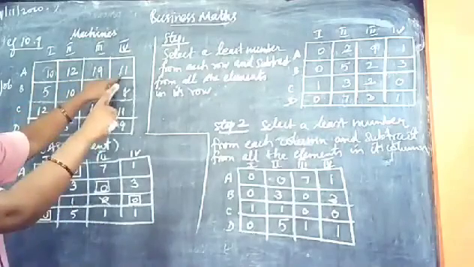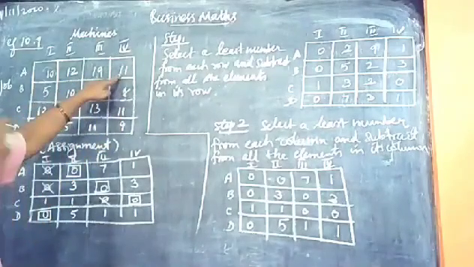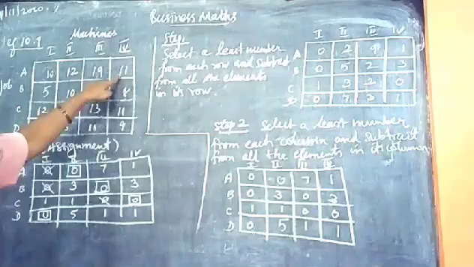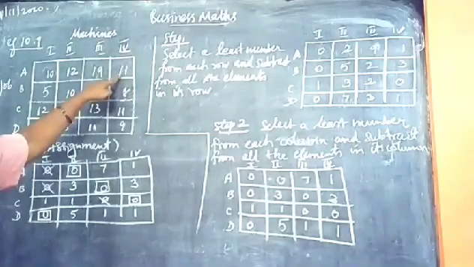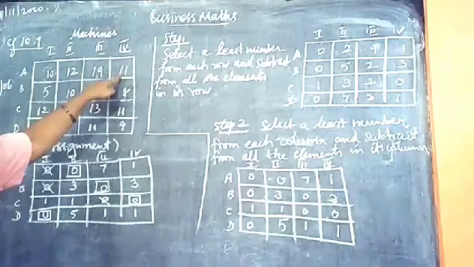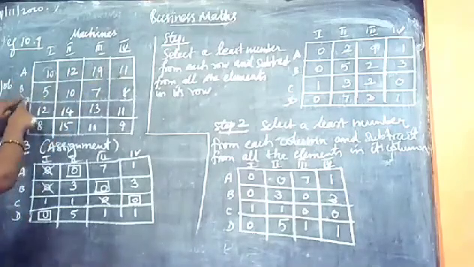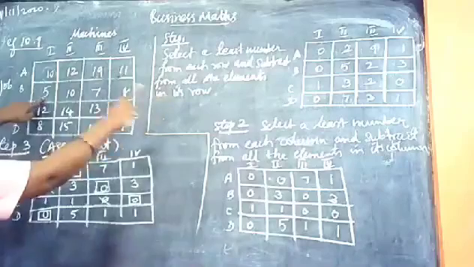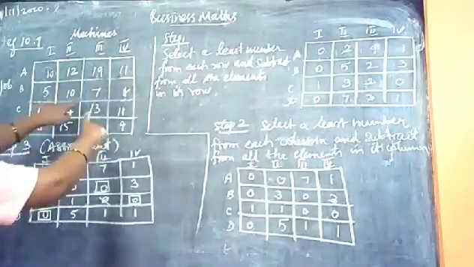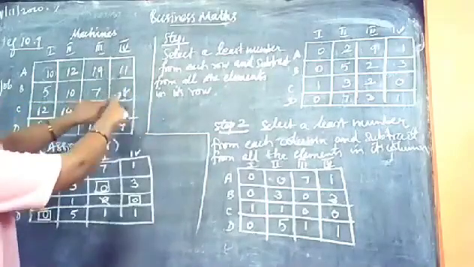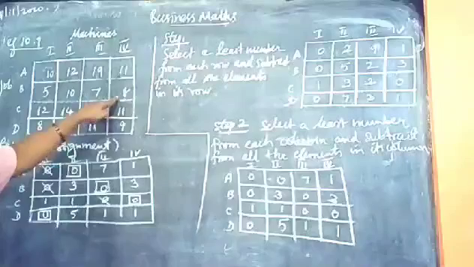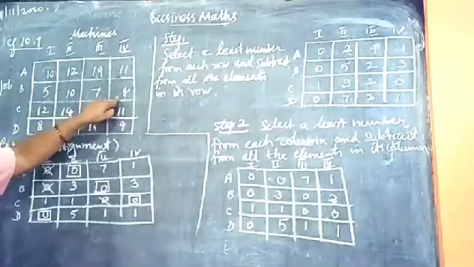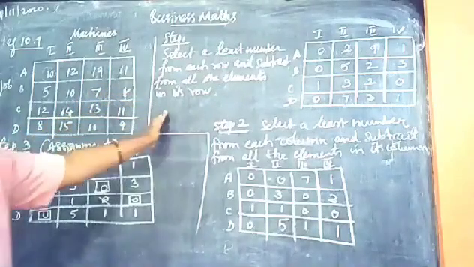Okay? Whatever number you take as the least number in the row, you should subtract it from all the numbers in that row. Similarly, the same procedure you should follow for the remaining rows also. See, the least number in the second row is 5. Subtract this 5 from all the entries. 5 minus 5 is 0, 5 minus 10 is 5, 5 minus 7 is 2, 5 minus 8 is 3. Similarly you should continue the process. Okay? Next, after completing this we are moving to step 2.